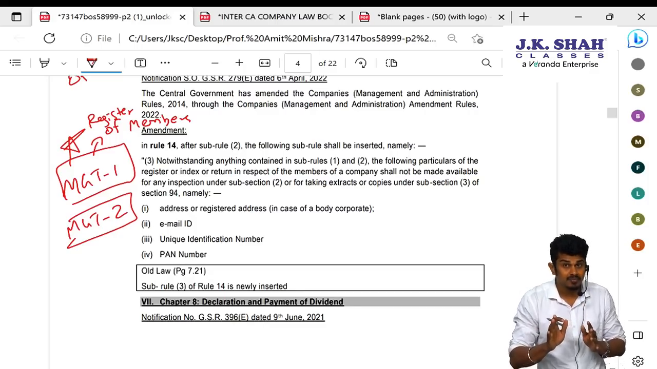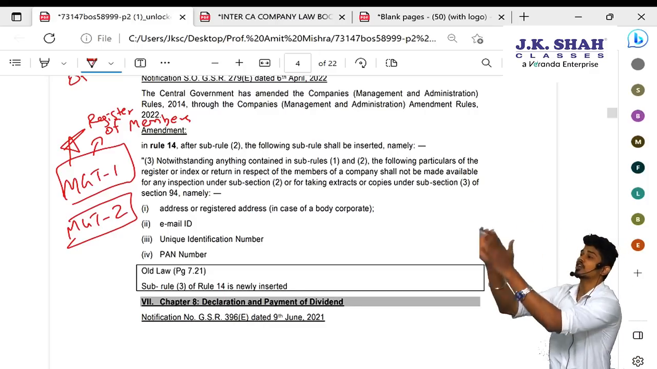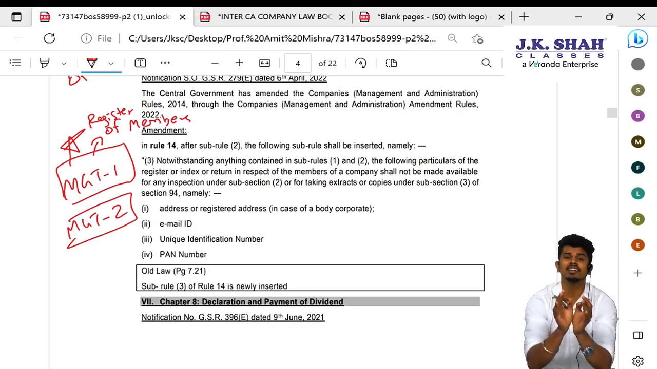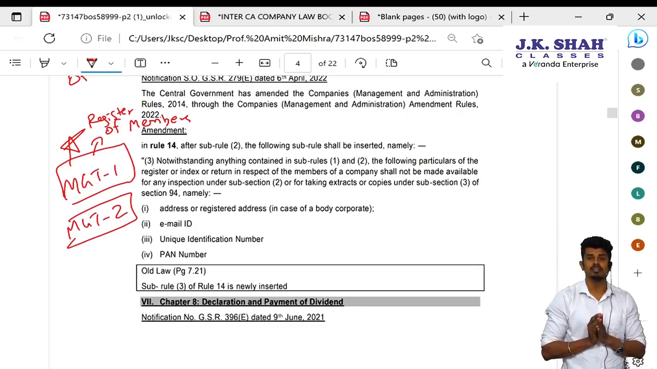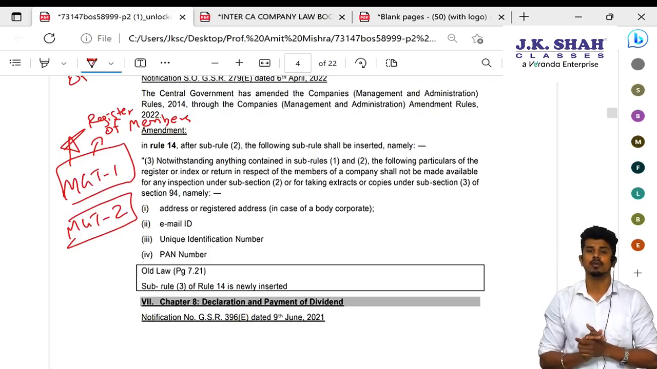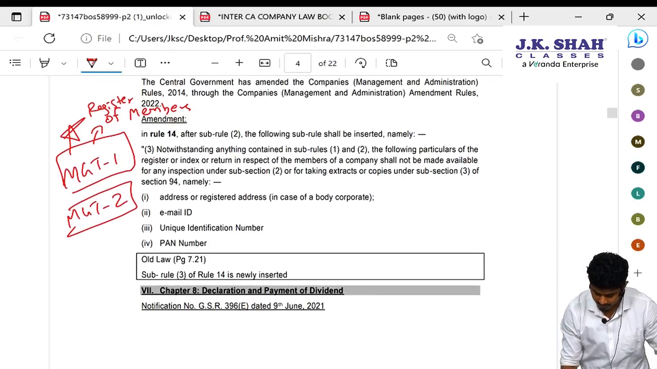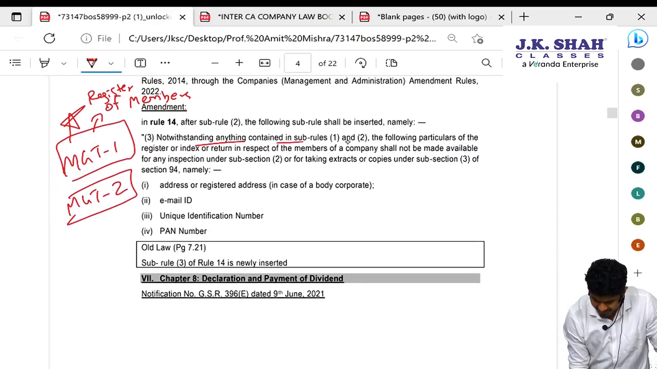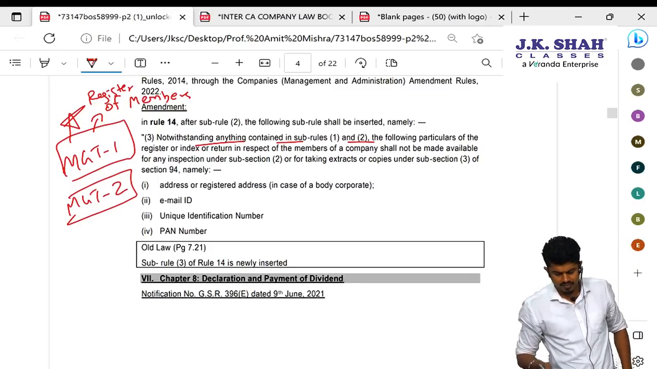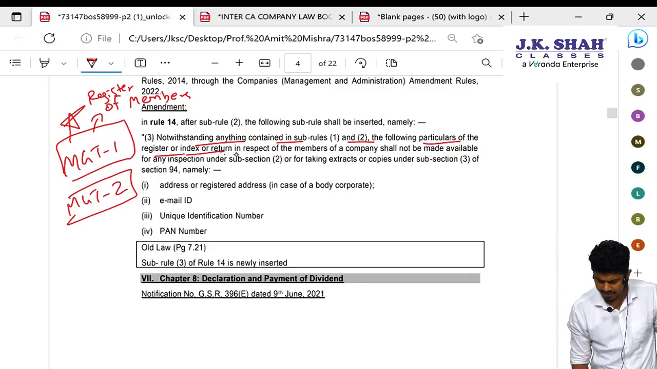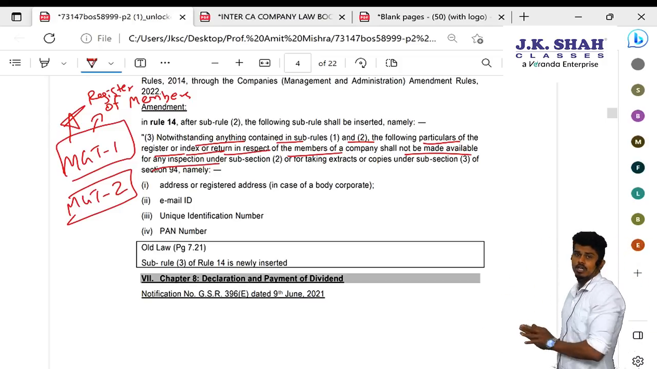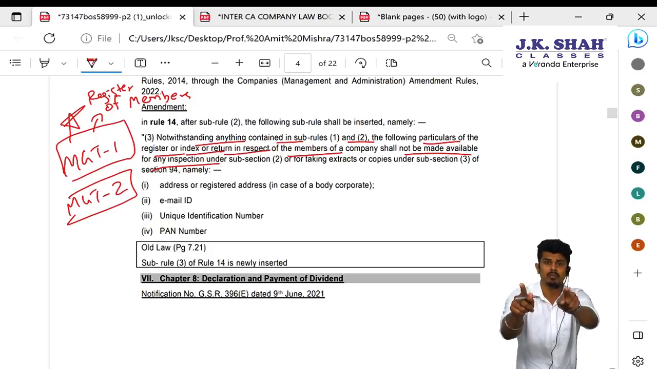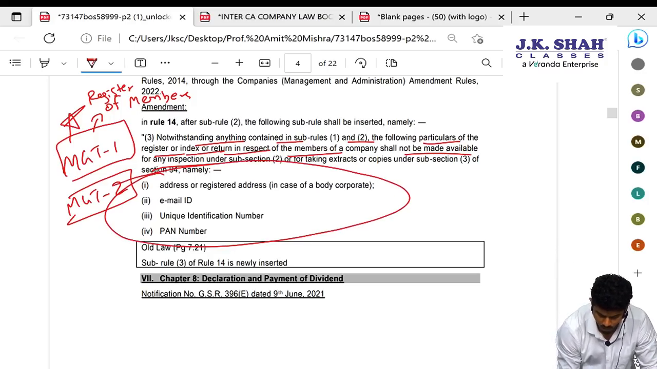Simple. But whenever you are going to inspect the register of members of the company, there is certain information you cannot inspect and are not allowed to inspect. In fact, the company will not provide you that information. See what is written over here. Notwithstanding anything contained in sub-rule 1 or 2, the following particulars of register or index or return in respect of members of a company shall not be made available for any inspection. That means, if you are making an application to the company to inspect their register of members, you will not get to inspect all these 4 points.